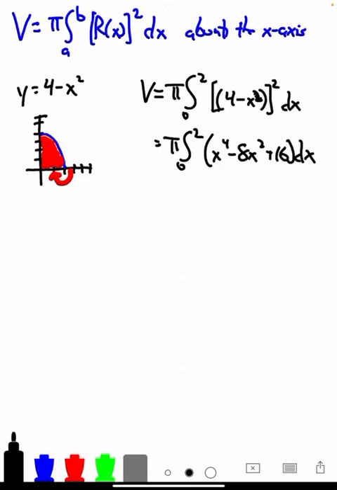So now the first thing we need to do is find the antiderivative. The antiderivative of x to the 4th is x to the 5th over 5, minus 8x to the 3rd over 3, plus 16x. And we have to evaluate this from 0 to 2. Let me write this 5 a little bit better.